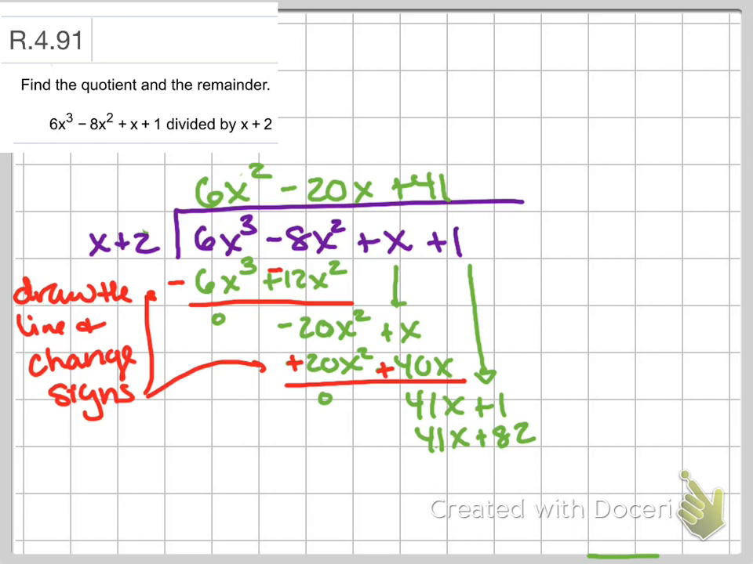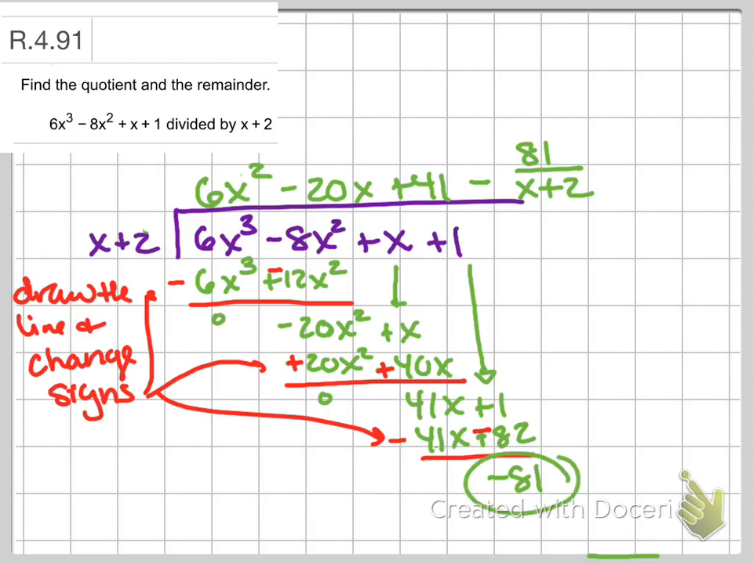And then one last time, draw the line and change the signs. They're both positive, so they're going to both turn negative. 41x minus 41x is 0. And positive 1 and negative 82 is negative 81. So we write our remainder minus, because it's negative, remainder 81 over divisor x plus 2, because that 81 is still remaining to be divided by the x plus 2. And all of this up here is our answer.